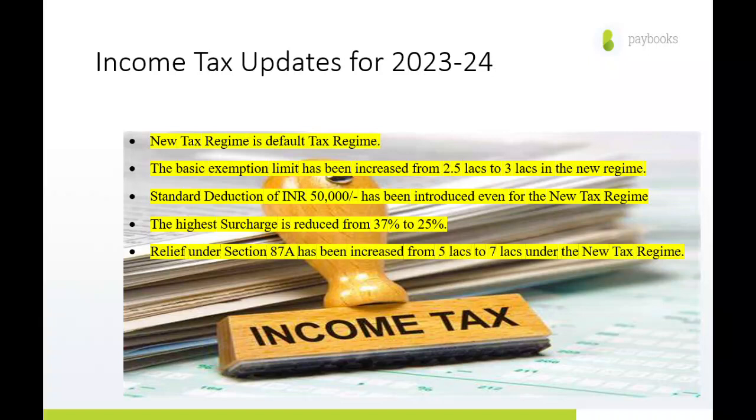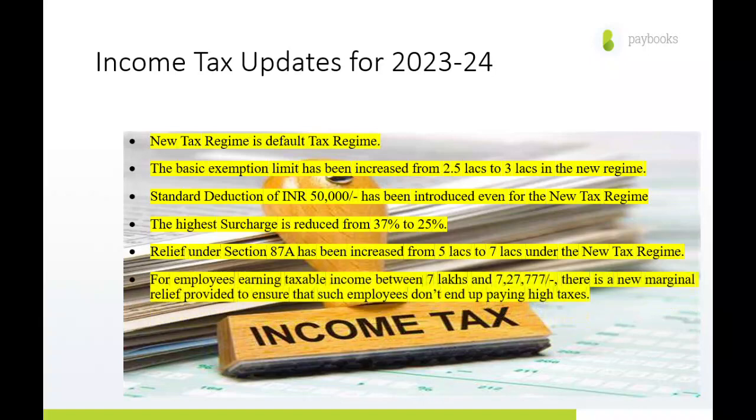So those employees who have a taxable income up to 7 lakhs and opting for the new tax regime need not have to pay any tax. For employees earning taxable income between 7 lakhs and 7,27,777, there is a new marginal relief provided to ensure that such employees don't end up paying high taxes. Leave encashment exemption increased from 3 lakhs to 25 lakhs.